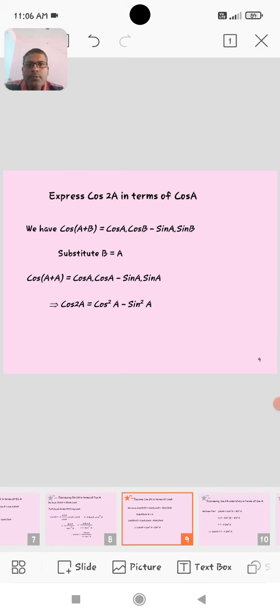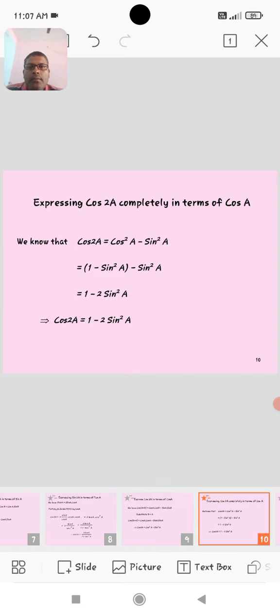So here we substitute b equal to a. In the place of b we write a in the cos of a plus b formula, that is cos a cos b minus sin a sin b. We get cos 2a is equal to cos square a minus sin square a.